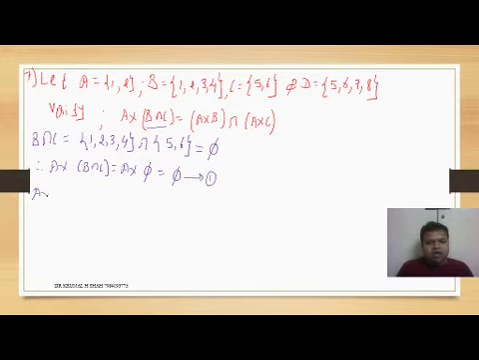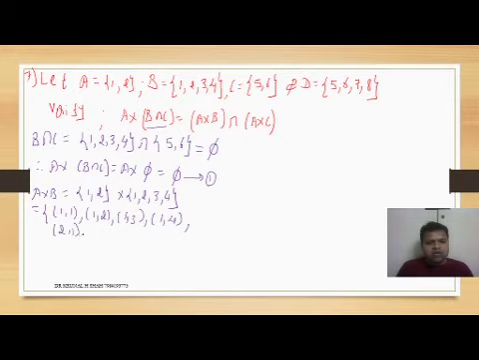Now A cross B, what is A cross B? That is {1, 2} cross {1, 2, 3, 4}. So the elements of A cross B are (1,1), (1,2), (1,3), (1,4). The next is going to be (2,1), (2,2), (2,3), (2,4). Is it okay? Sure. The next thing I want is A cross C also. So I'm going to find A cross C here.